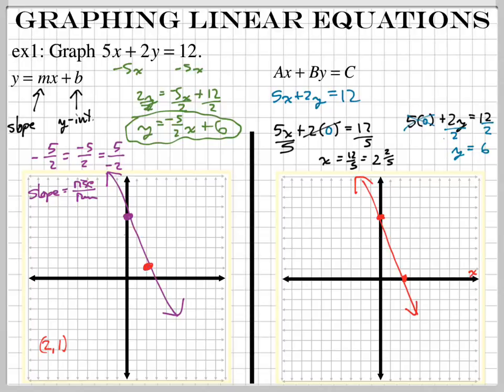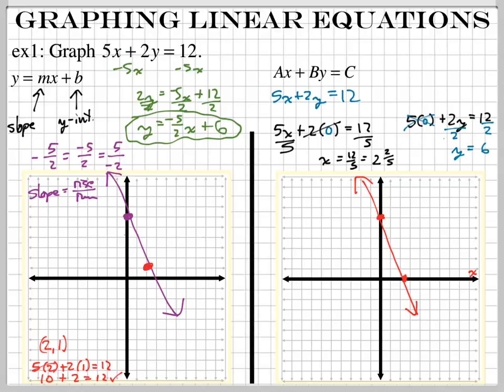Plug it in. Okay, if I plug in the 2, 1, it goes 5 times 2 plus 2 times 1. Does that give me 12? Yeah, that would be 10 right there, and that would be 2. That does equal 12. Okay, so it works. Give me another point that is on the line.